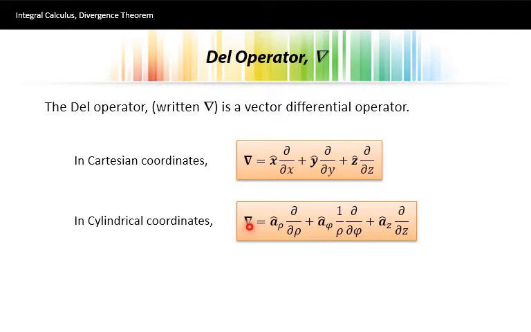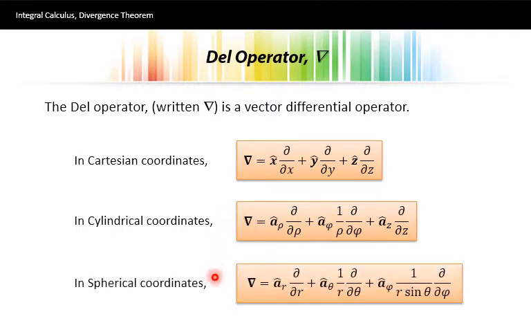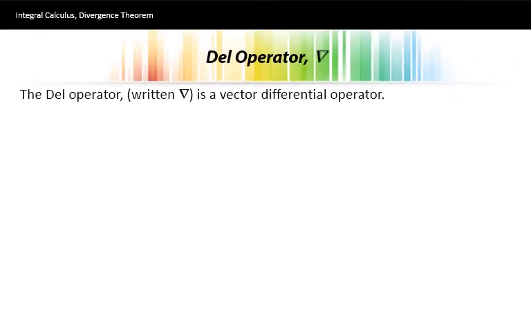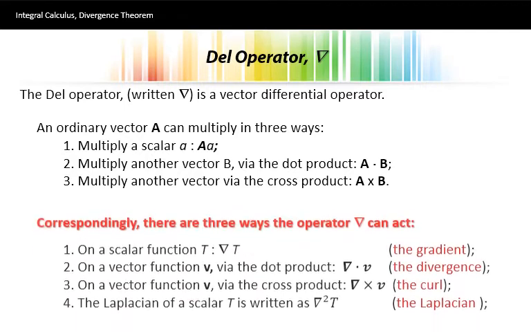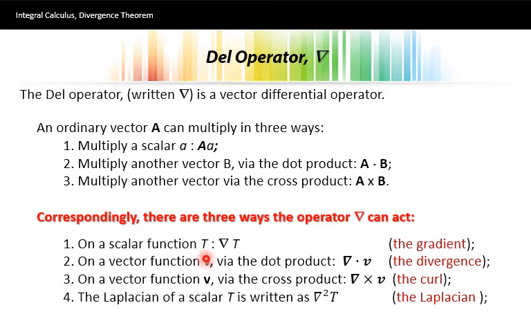In cylindrical coordinates, this is the form of the del operator. And finally, in spherical coordinates, the del operator. An ordinary vector A can multiply in three different ways.